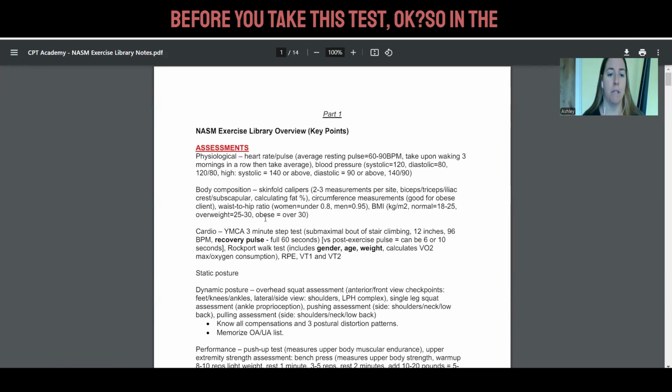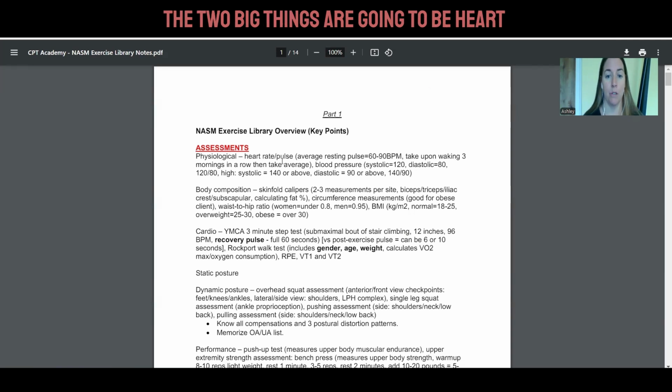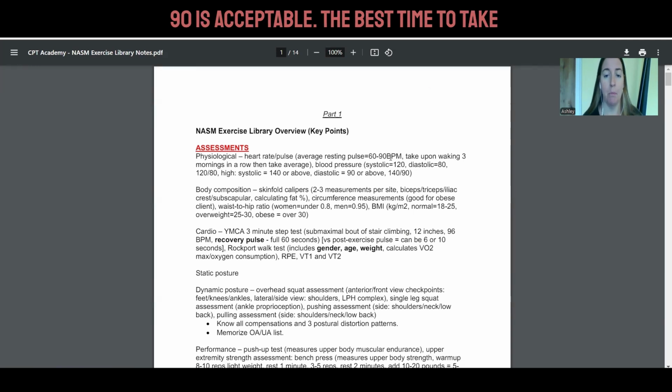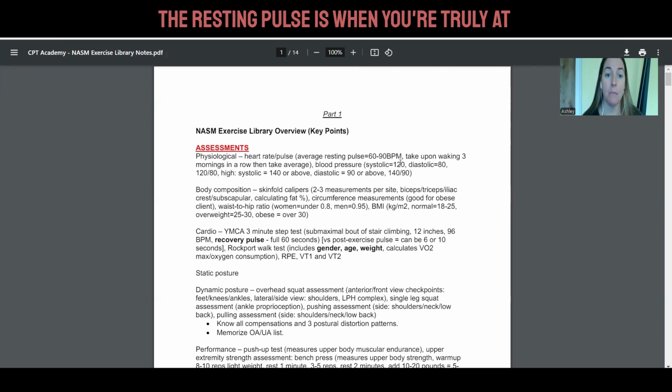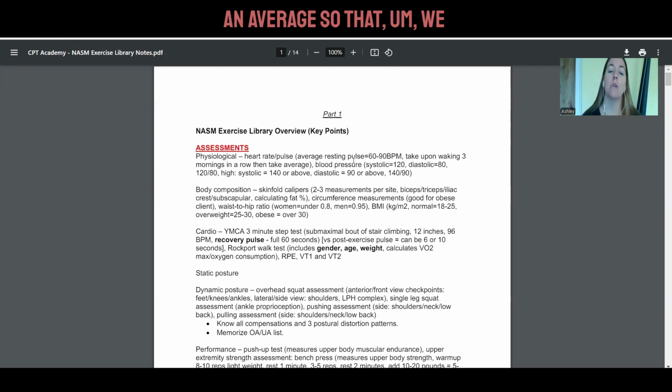Okay, so in the assessments, we first start with the physiological, how the body functions. The two big things are going to be heart rate and blood pressure. So remember, your resting pulse, anywhere from 60 to 90 is acceptable. The best time to take the resting pulse is when you're truly at rest in the morning on waking. Take it 3 days in a row and get an average so that we get a better feel, like we're not going to just rely on one number.